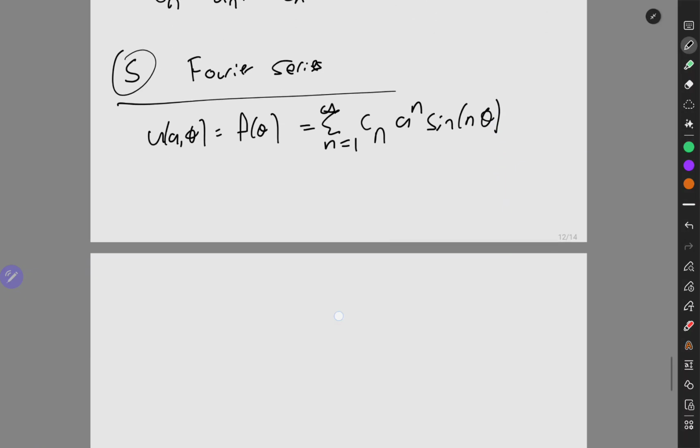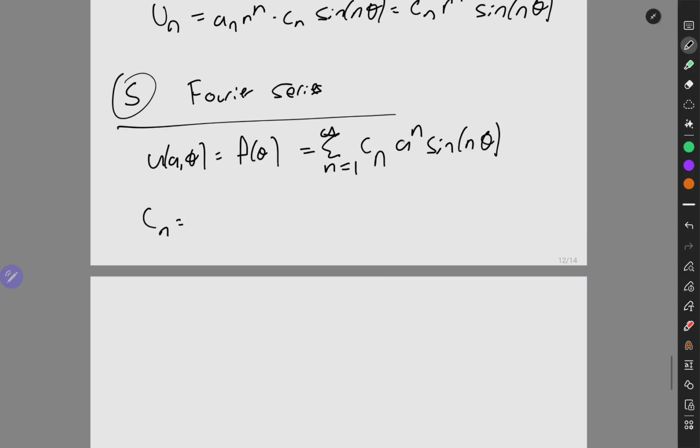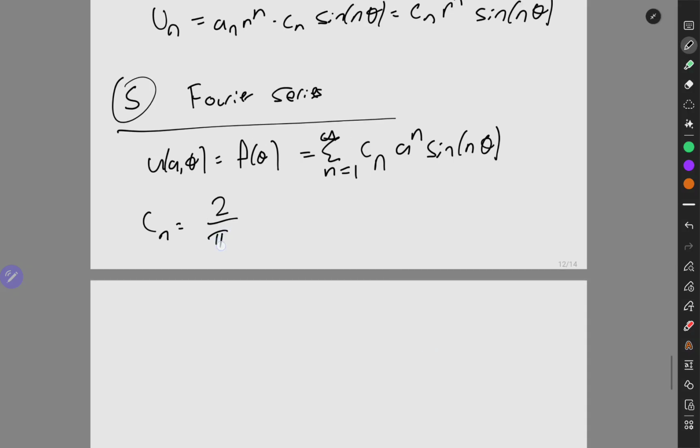What would c sub n be? We have this a sub n here, so it's going to be 2 over the length of the rod. Well, the length in this case would be pi, right? Because theta goes from 0 to pi. So it'd be 2 over pi. Now we also have this a to the n term here, so c sub n gets multiplied by it.